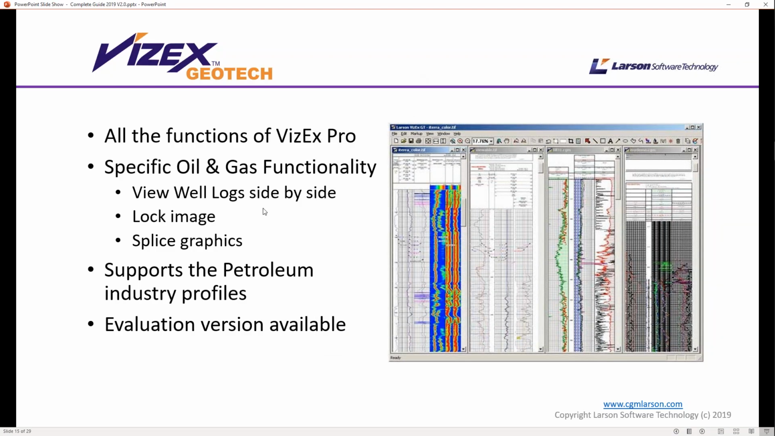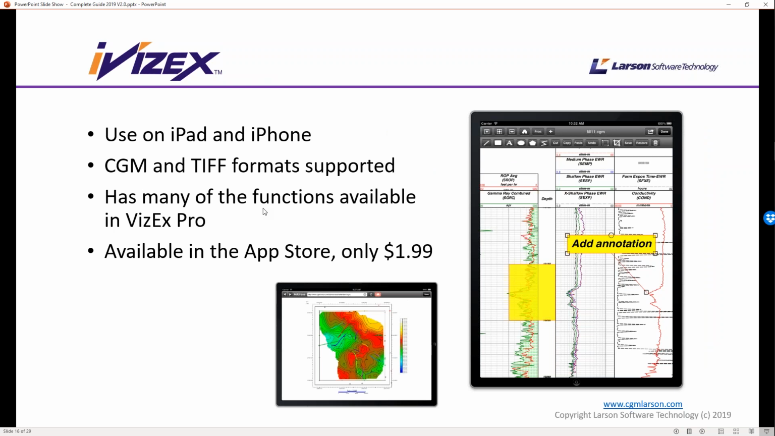So let me just go back to my slides. The other one, which unfortunately we can't really demo, is iVisX, which is our app for iOS. We don't have one for Android, but we do have one for the iPhone and iPad. So you can get this from the App Store, and it's got a lot of the functionality of VisX Pro, but obviously you could use it on a mobile device. So please go and have a look for that. You can just do a search on iVisX and you should find it quite easily.